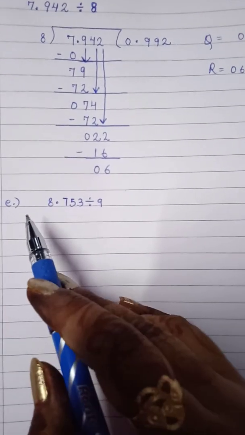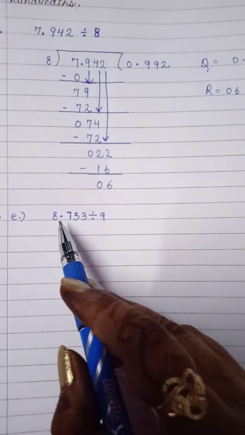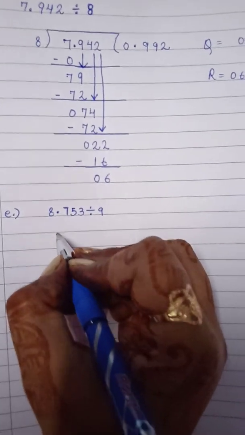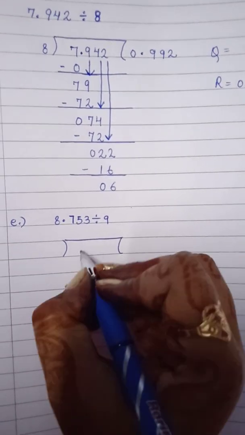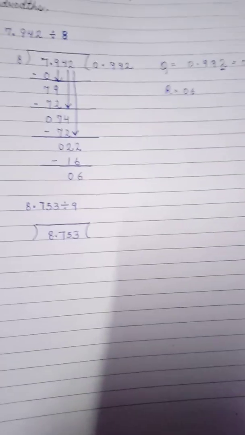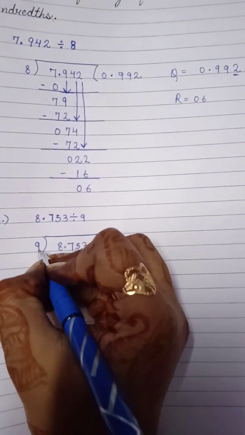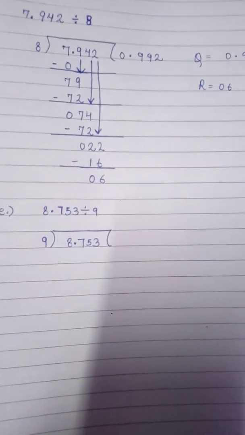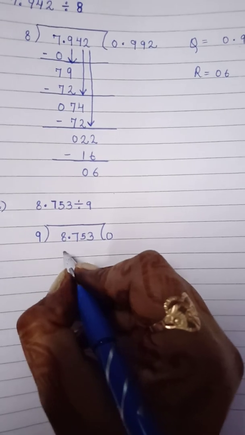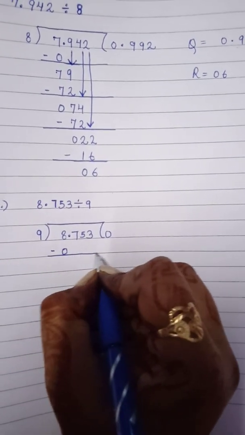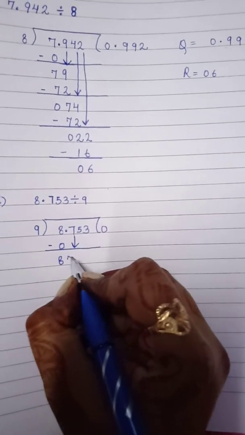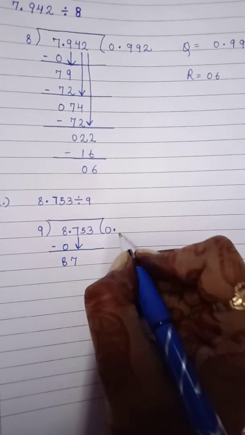Let us now discuss part E of it. The question is 8.753 divided by 9. Let us first arrange it here. 8.753. The digit written before the decimal point is 8, which is smaller than 9, so here we will divide 0 times. 9 zeros is 0. 8 minus 0 is 8. Now we will write down this digit 7, and here we will insert a decimal point.